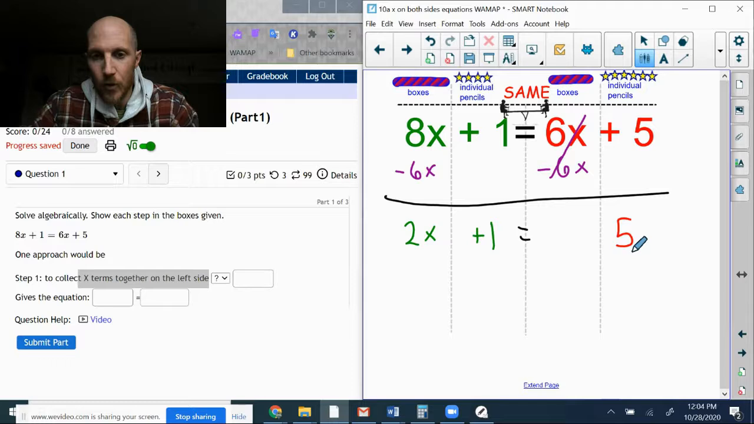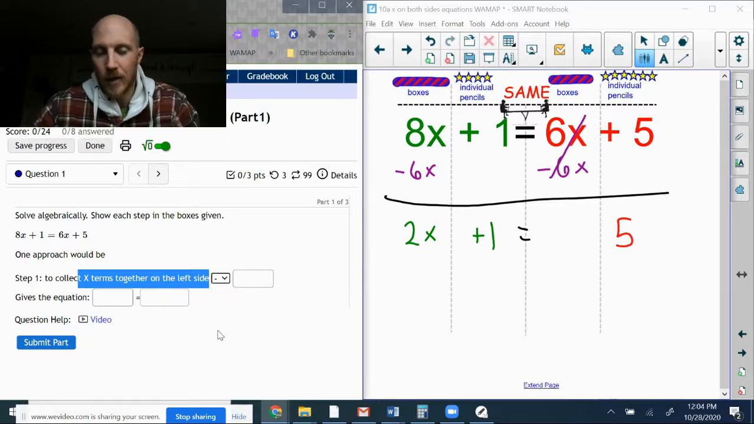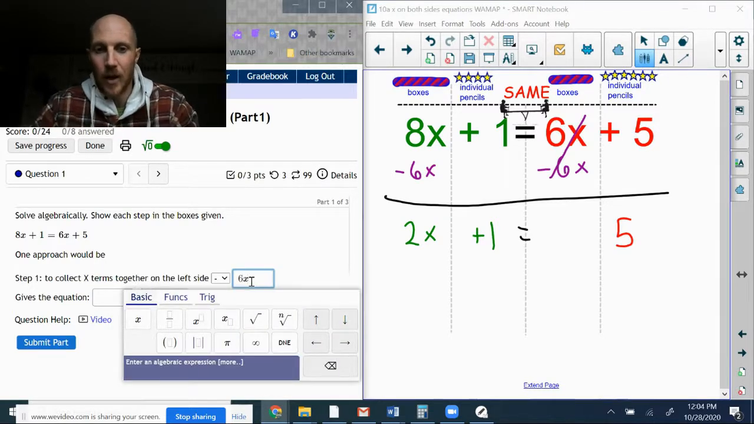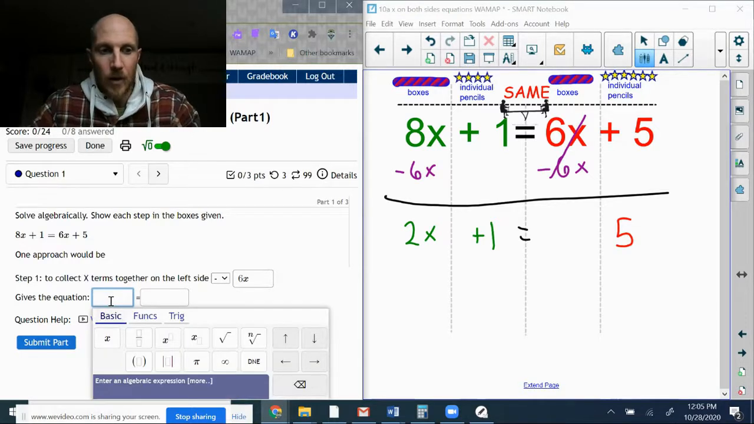Okay, let's pause for a moment and look at how to enter this into the assignment. So in order to collect the x terms together on the left side, it's got two options. Am I going to add or subtract? Well, what did I just do? I subtracted 6x. I'm going to select the subtract, and then I'm going to type 6x into the box. That's what I subtracted.